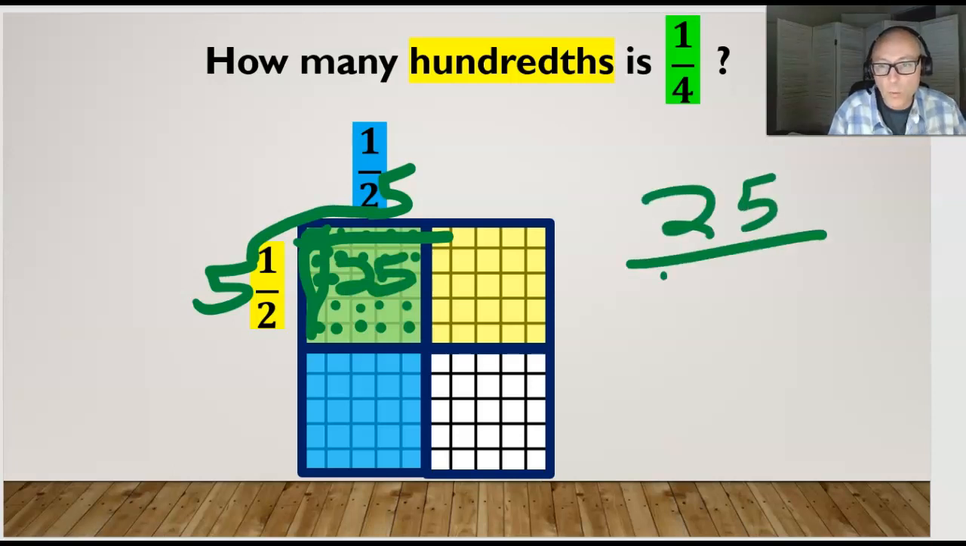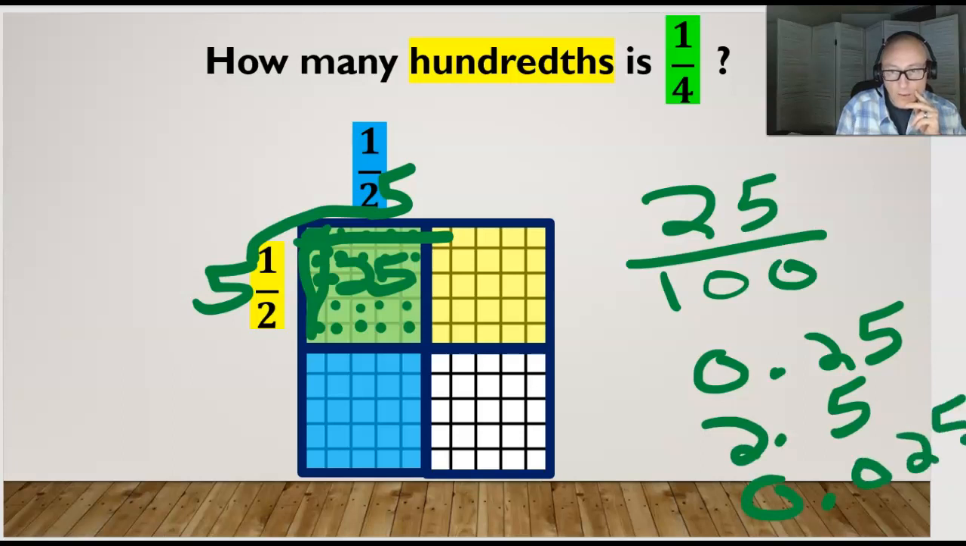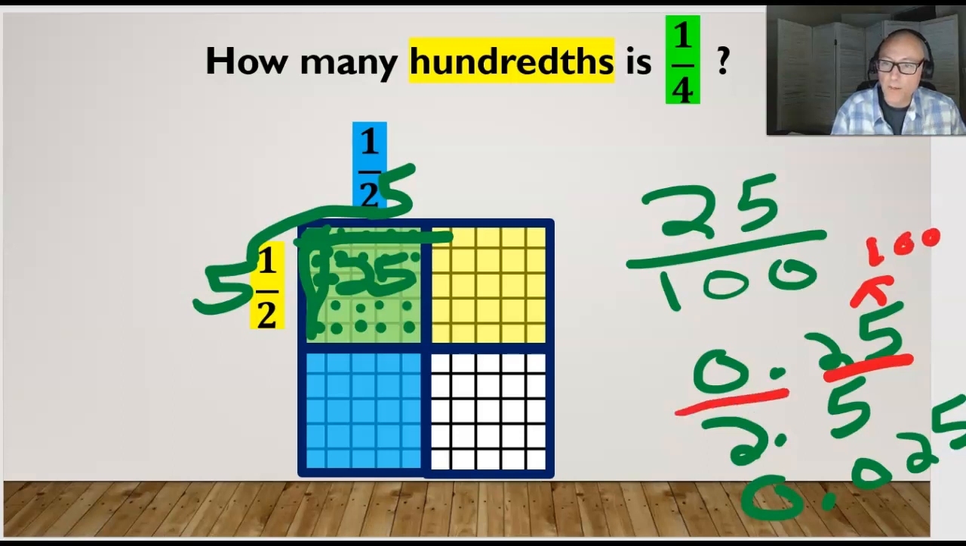25 out of 100. How would you write that as a decimal? Would you write that as 0.25, 2.5, or 0.025? 25 hundredths. So how do we do this? We read the number after the decimal, like we're reading any number, and then we say whatever place value the last digit is in. So this one is 25, that's the number, and what place value is the last digit in? It's in the hundredths place. So here's our answer, 25 hundredths.